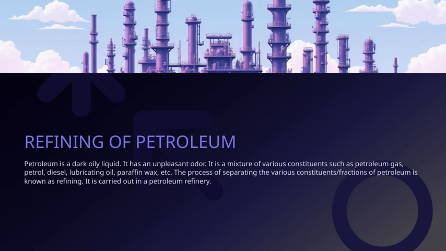This is a crucial step because it allows us to obtain the specific products we need for different applications. Refining is carried out in specialized facilities known as petroleum refineries. Understanding this process helps us see how raw crude oil is transformed into the fuels and materials we rely on every day. It's a fundamental part of how we turn natural resources into useful products.